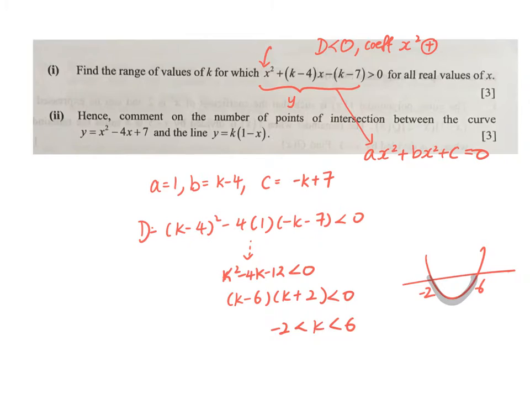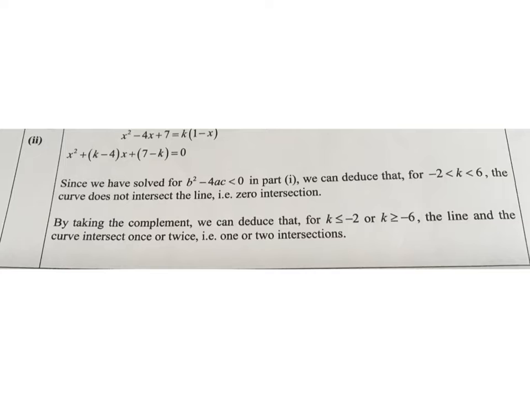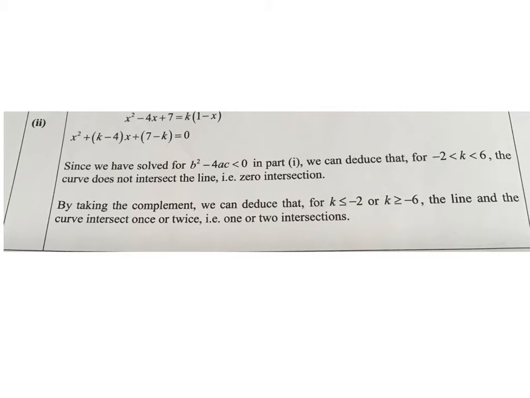Okay, for the next one, I think a lot of you are having some issues with part 2. Part 2 is really nothing much, it just asks you to comment. Because there are 3 marks given, it's a bit daunting. So don't worry. When they ask you to comment, you must have 1 mark for equating the 2 graphs together. You realize that by doing so, you obtain the same equation that you had in part 1.